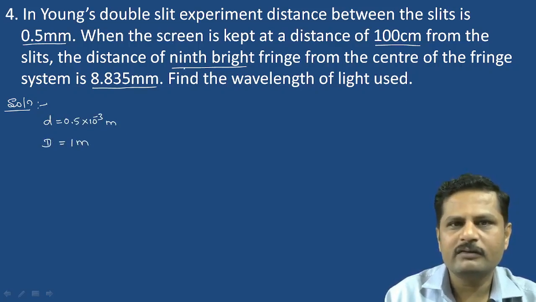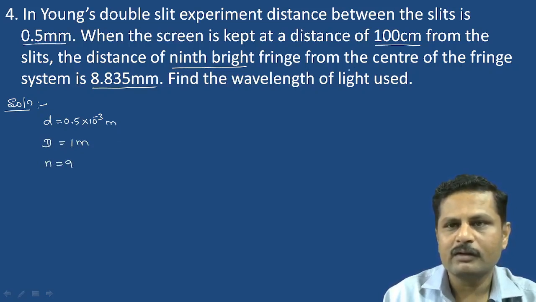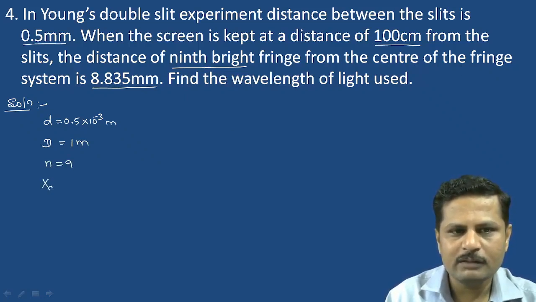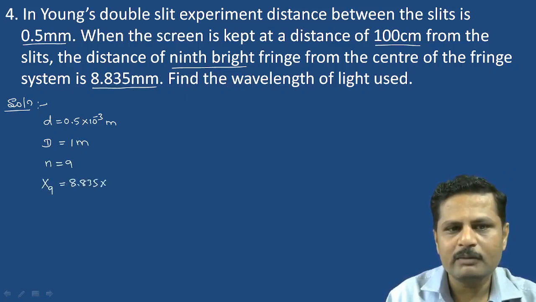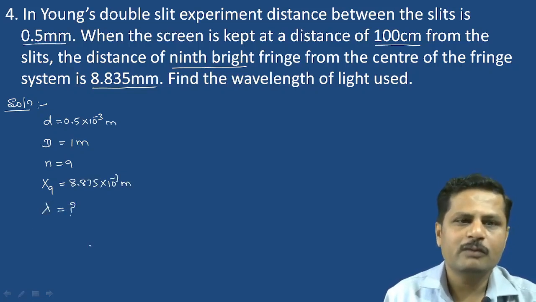From the slits, the distance of the ninth bright fringe from the central fringe is equals to 8.835 millimeter. Milli means 10 raised to minus 3 meter. Find the wavelength of the light used. We need to find out the wavelength of the light used in this experiment.